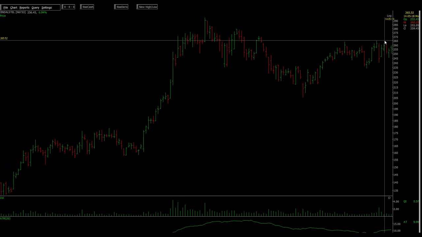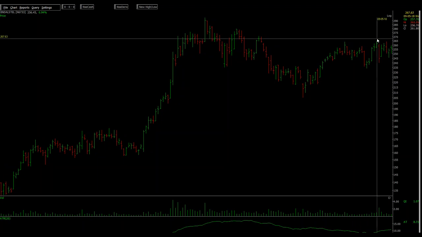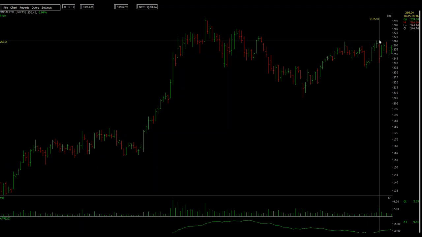If it takes out this level with an increase in volume, I will be in this trade, using the same ATR calculation and position quantity calculation. So these are the two trades that I found which are in the making, and you can plot them on your watch list and see if it sets up right.